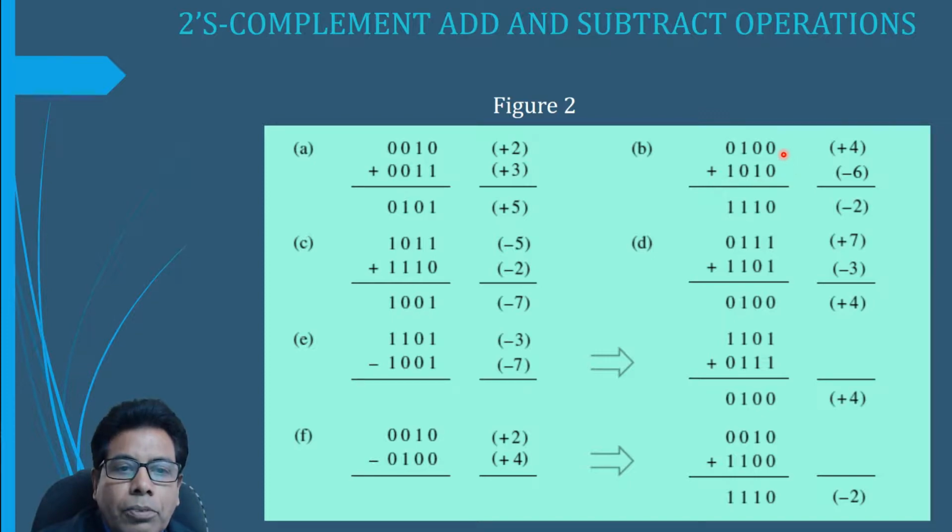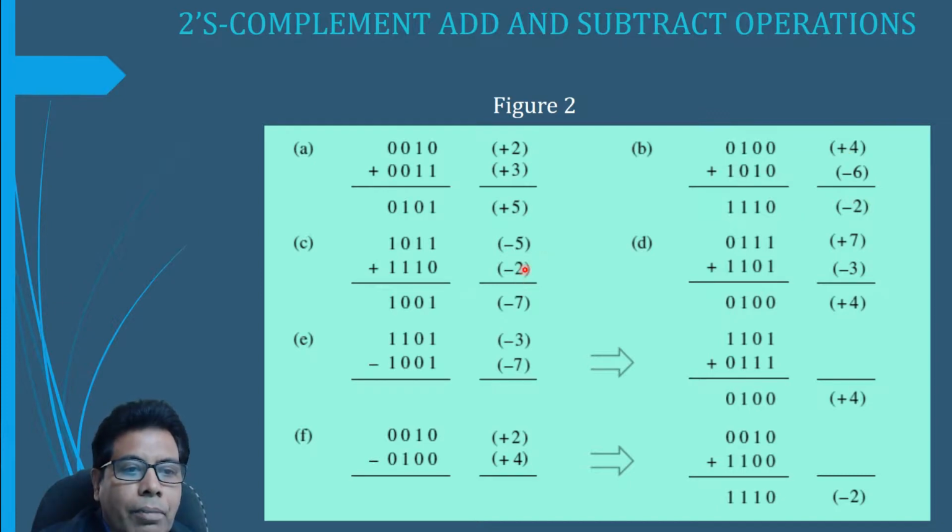So now when we perform the addition, 0 0 we are going to get 0, then 0 1 1, 1 plus 0 again 1, and 0 plus 1 again 1. So we get the result as 1 1 1 0. Now this is in the 2's complement form, so it will represent minus 2. So we are getting algebraically the correct result.